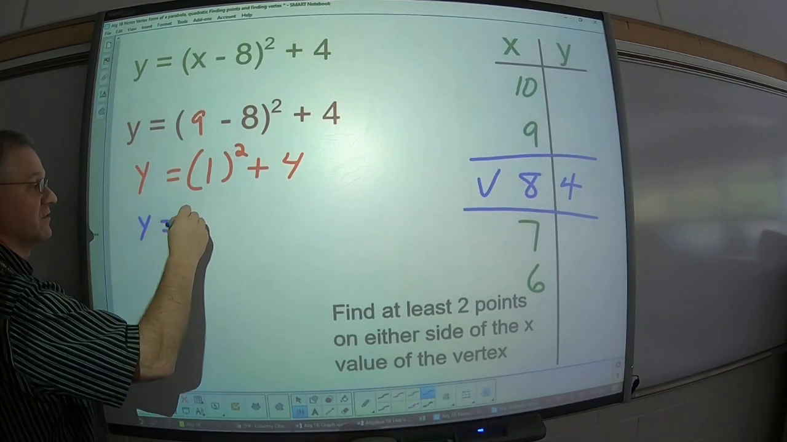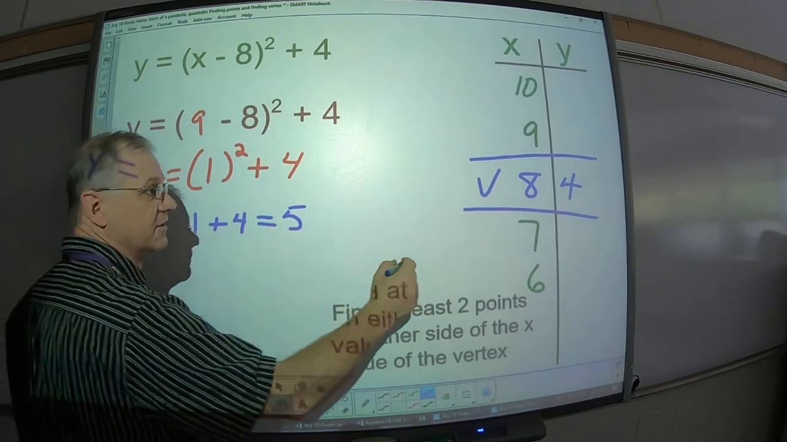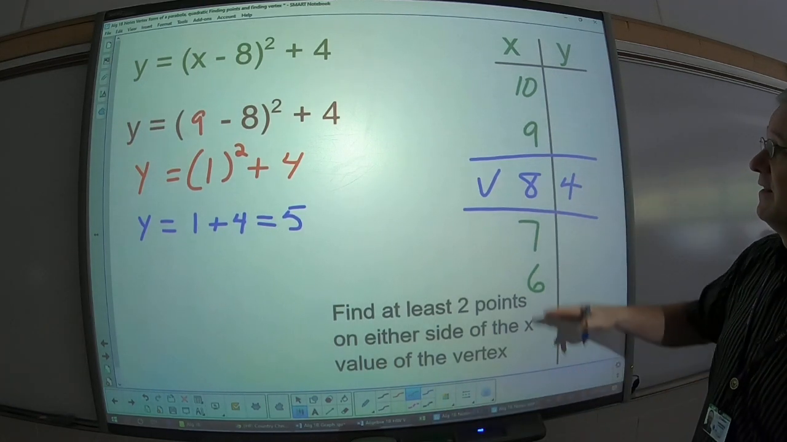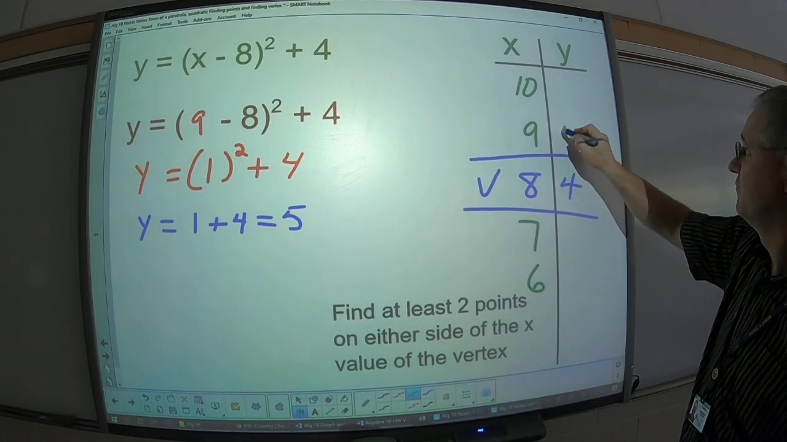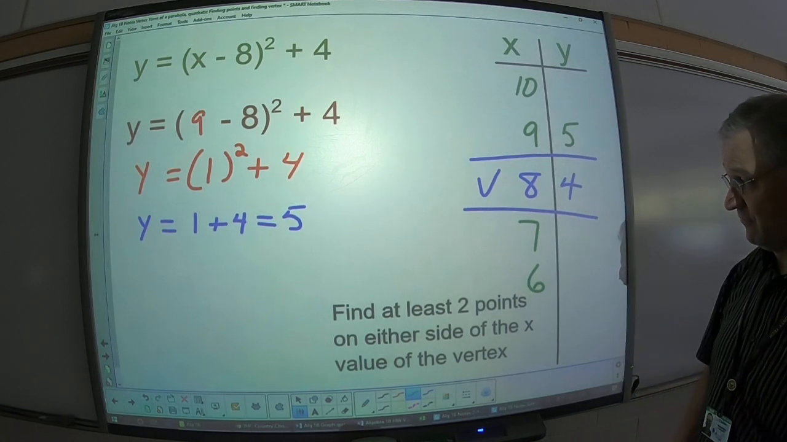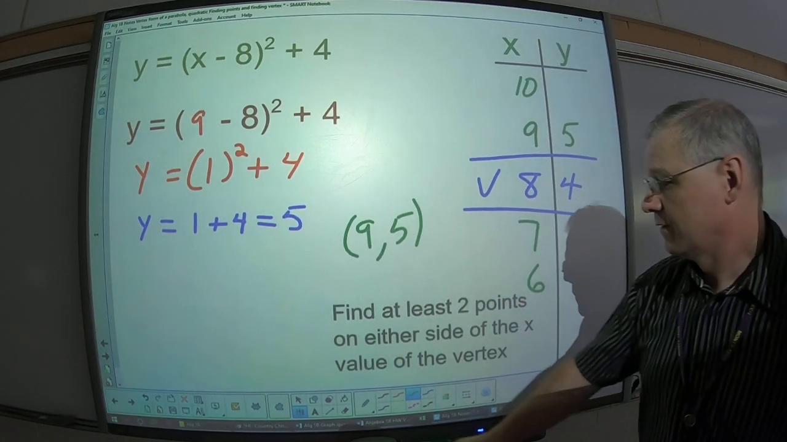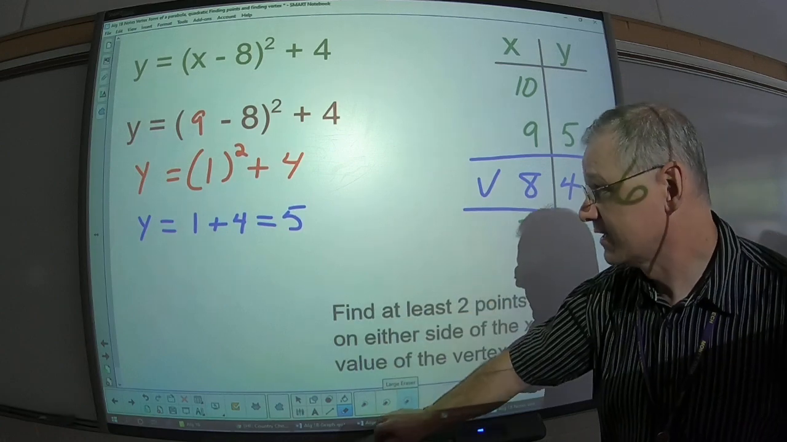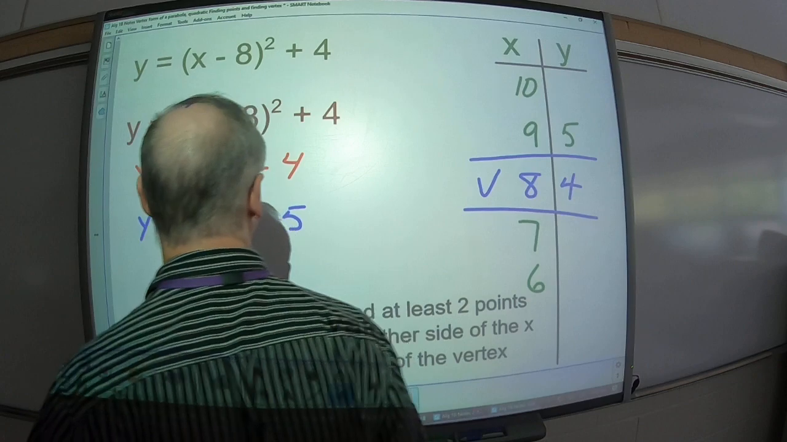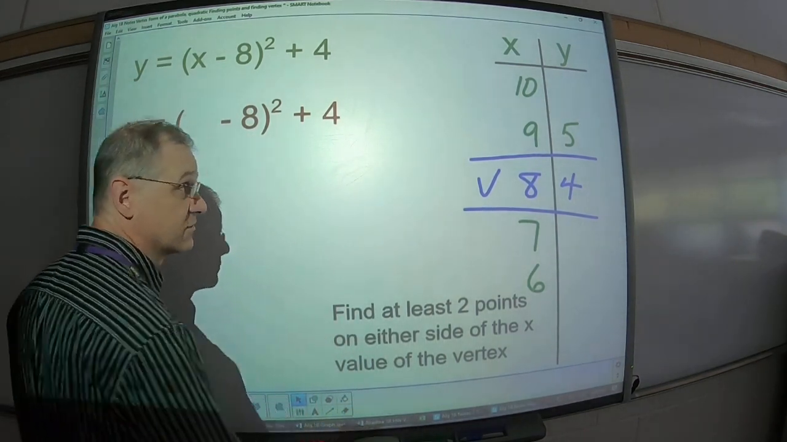1 squared is 1 plus 4, and 1 plus 4 is 5. So I can come over here and say that for 9, y is 5, and that's a point, 9, 5, often written like this. All right, so now we're going to continue to find the other values. So I'm just going to erase this and go to my next one.